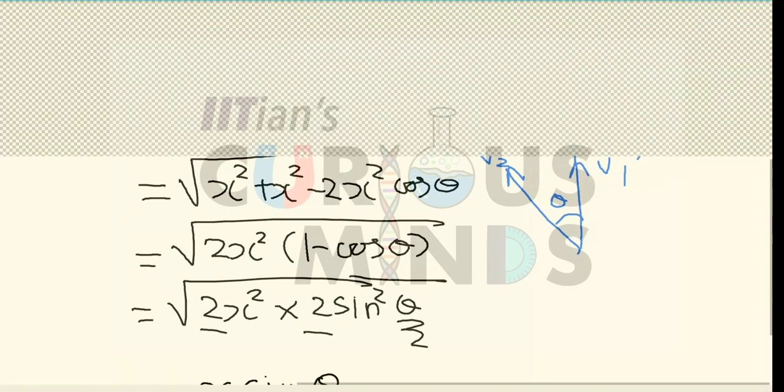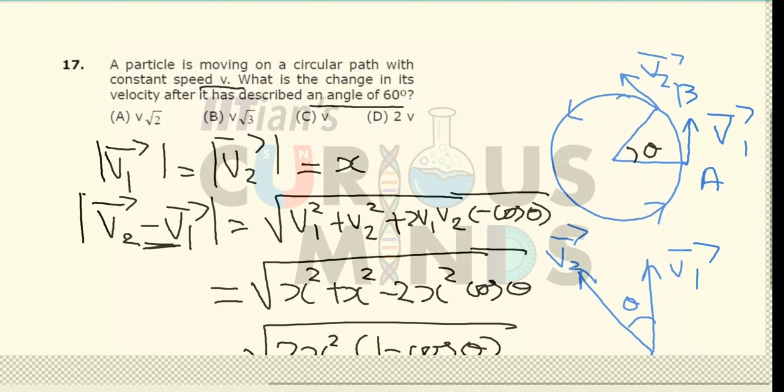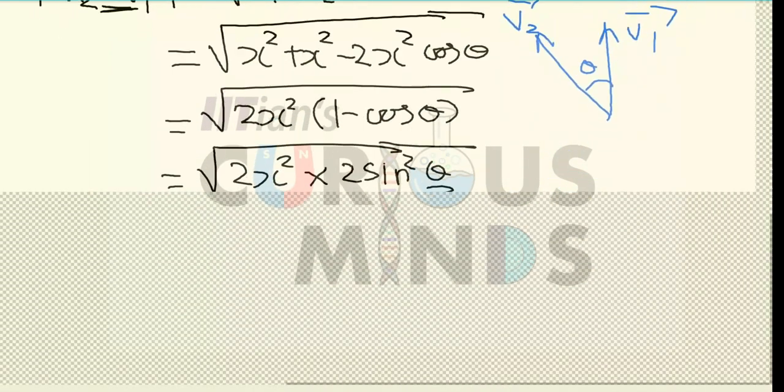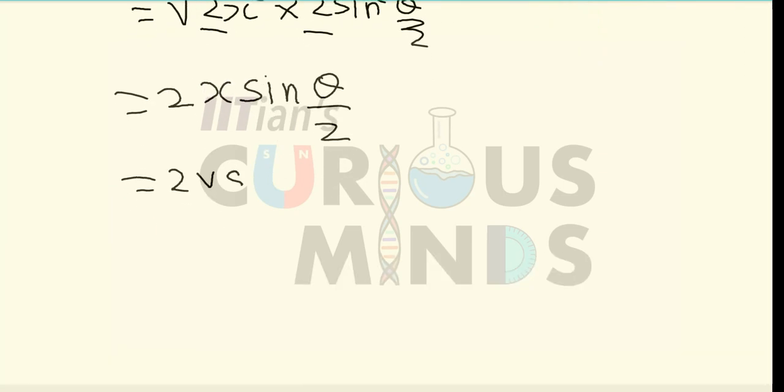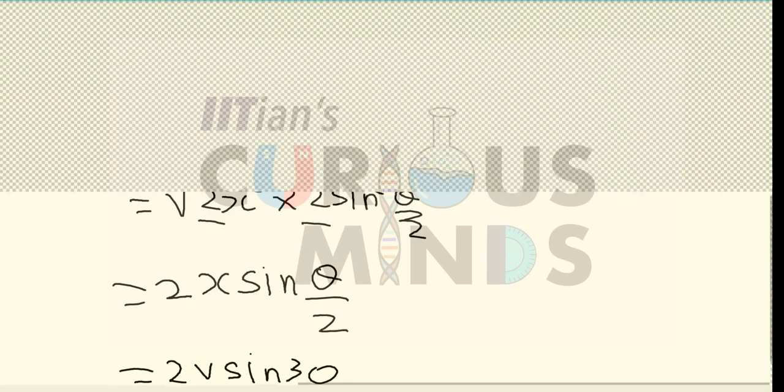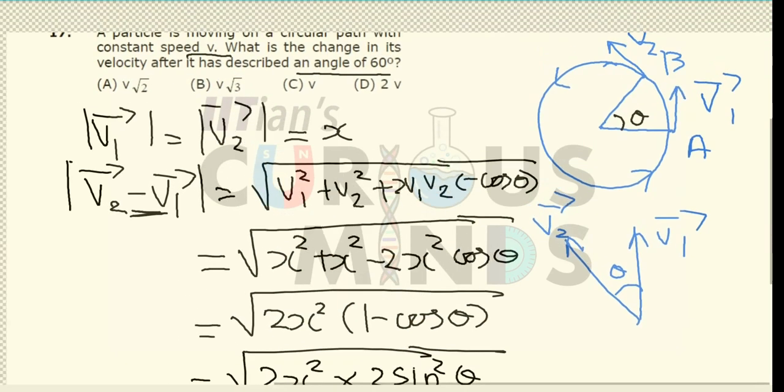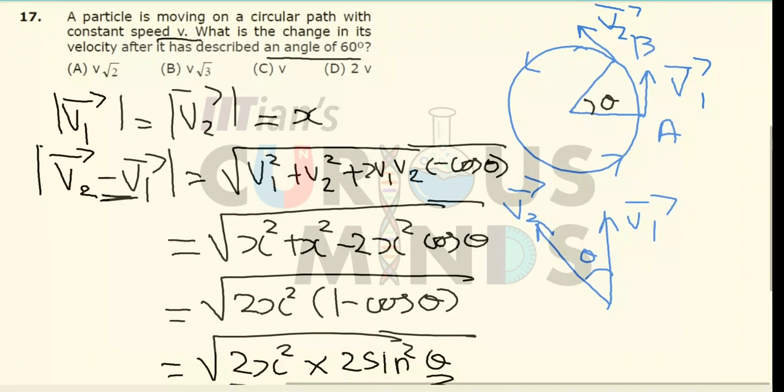The theta described over here is equal to 60 degree. So sin 60 divided by 2 is equal to sin 30. So sin 30 over here is equal to half. So basically it will be equal to v. So the magnitude of the change in velocity is equal to v, which is option number C.